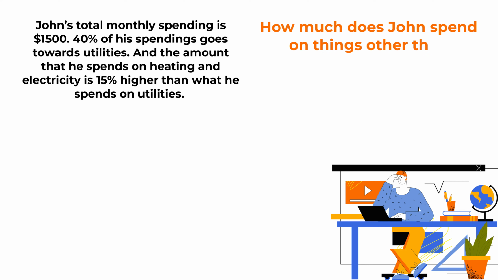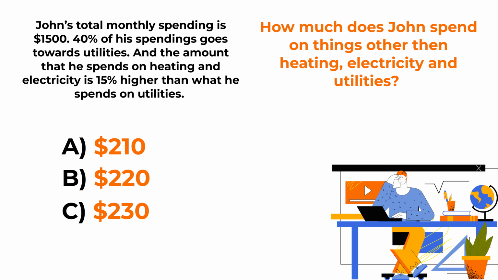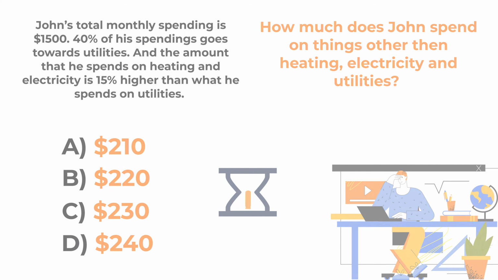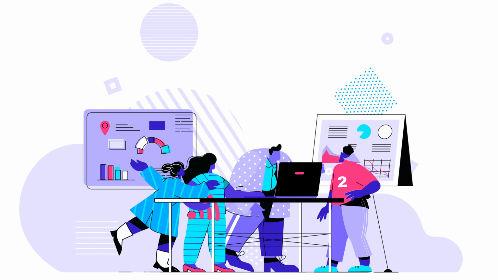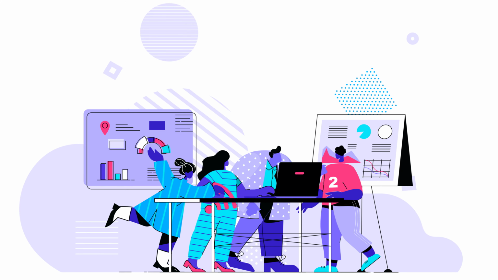You're presented with 4 different choices. Choice A, $210. Choice B, $220. Choice C, $230. And choice D, $240. Do you see the answer? Please feel free to pause this video and think how you can calculate the amount, because the answer may not be obvious. Ready or not, I am going to move forward and teach you how to do calculations so we can get to the correct solution together.